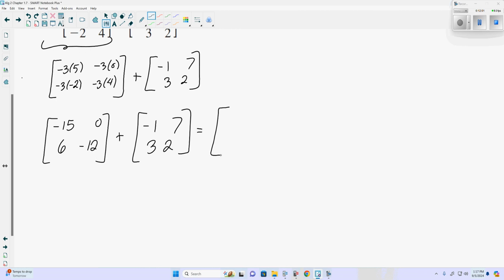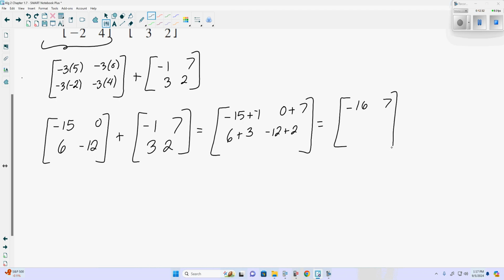Since they are both 2 by 2s, we can definitely add these two together. So our corresponding elements would be -15 plus -1. Then we'd have 0 plus 7. Next row we'd have 6 plus 3. And lastly, we had -12 plus 2. -15 minus 1 is -16. 0 plus 7 is 7. 6 plus 3 is 9, and -12 plus 2 is -10.